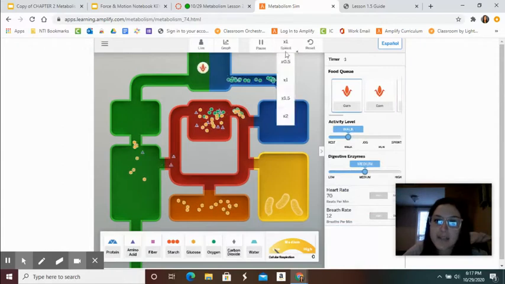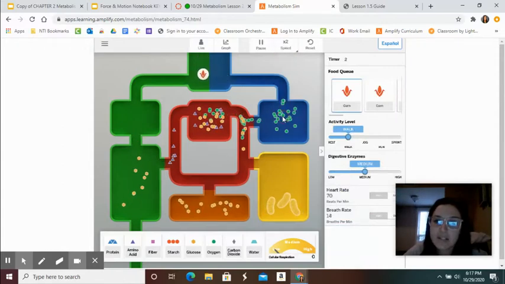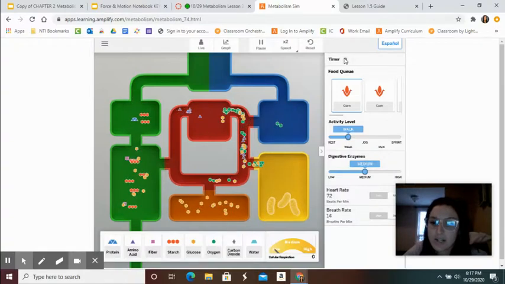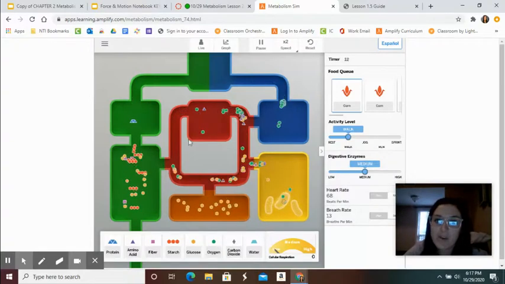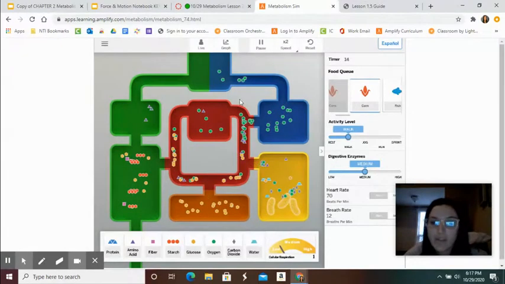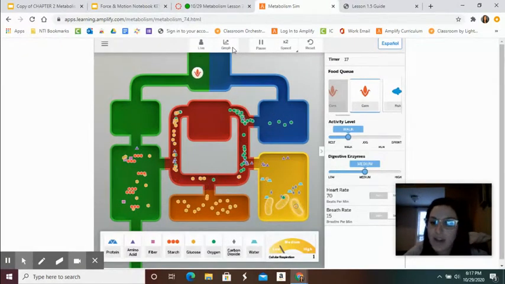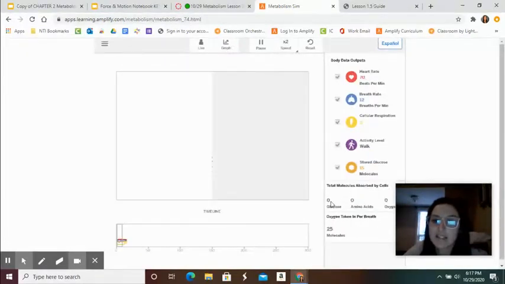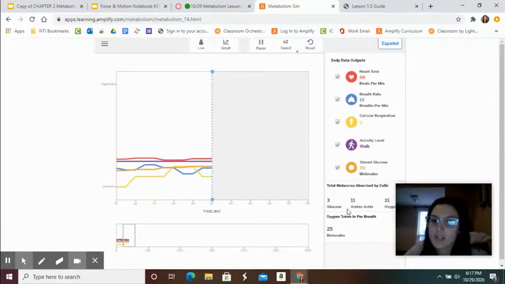I'm going to speed it up just to make it go faster, and you're pretty much just going to let it run until the timer runs out, which is about 200. You can watch it on this view, but what the view is that we're actually going to want is the graph view, because in the notebook we're filling in the data that is down here. So our total molecules absorbed, we're looking at our glucose, amino acids, and oxygen. And so these are the numbers, these 4 numbers right here. These are the ones that we are going to end up entering, which I will show you in a second.